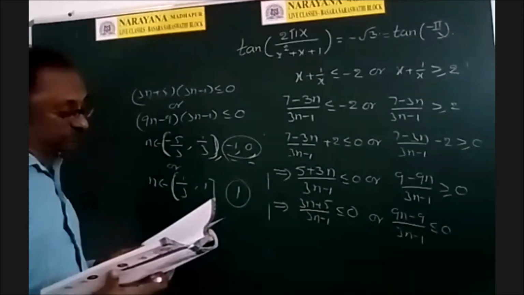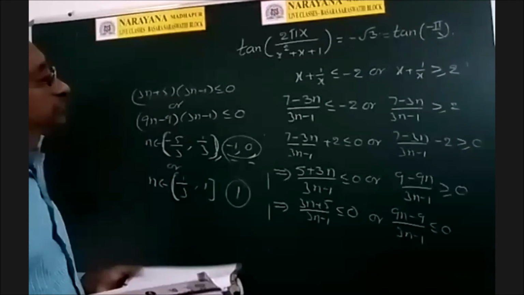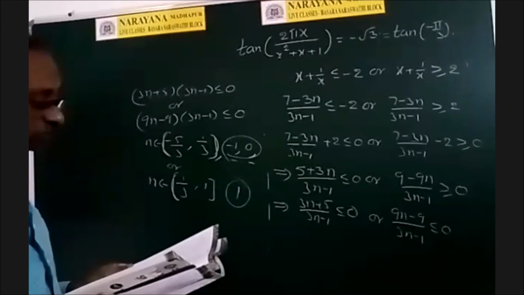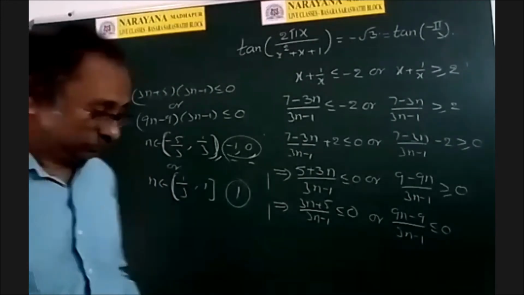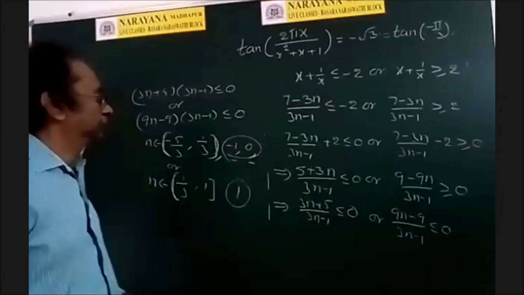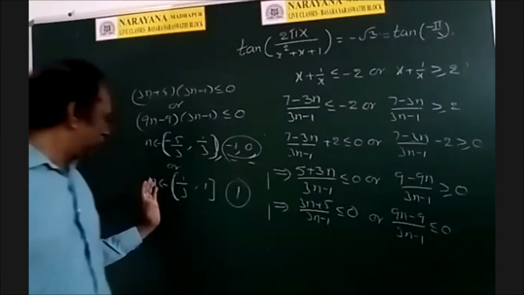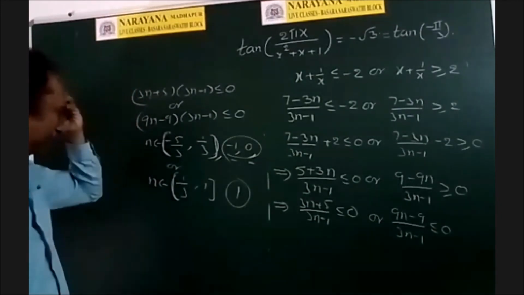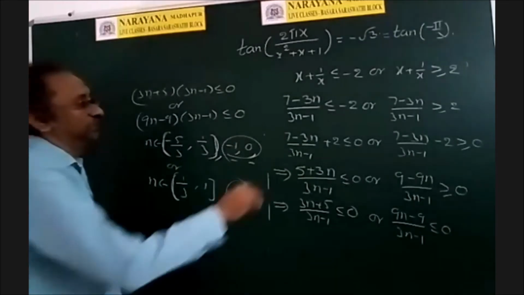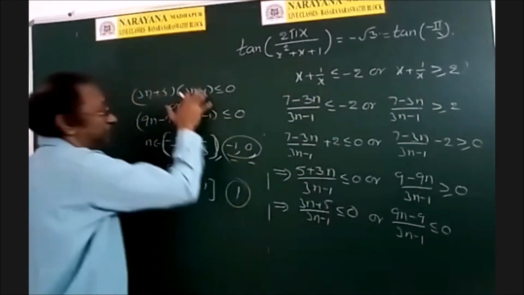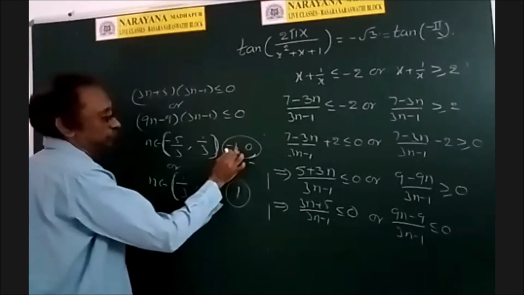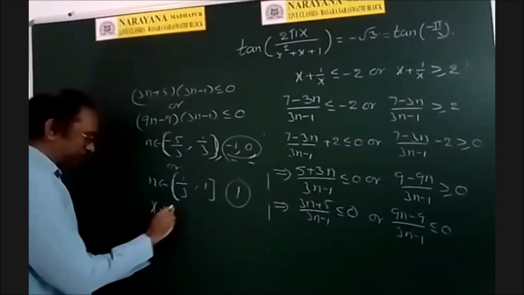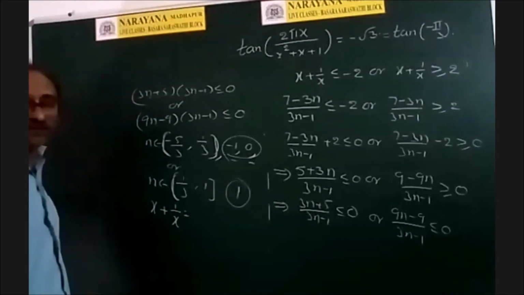So n is equal to 0 plus or minus 1. So what is the original solution? Oh, right. So first of all, let me complete this. We are not interested in n, we are interested in x. So just I was thinking about only n. See once again. So you get n is equal to minus 1, 0 or 1. But actually our discussion is about x plus 1 by x, not the value of n.